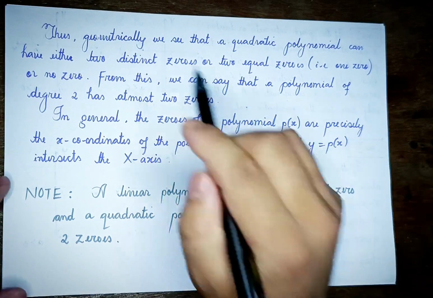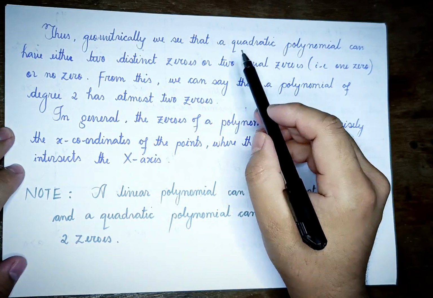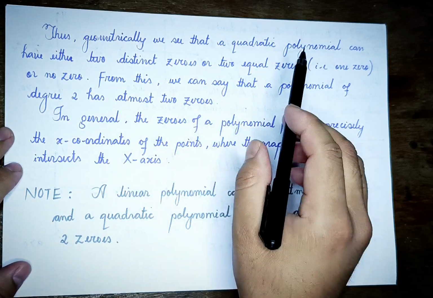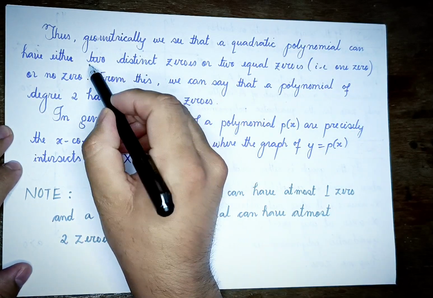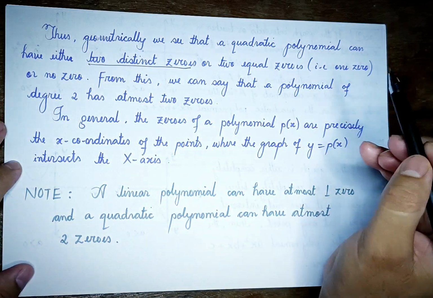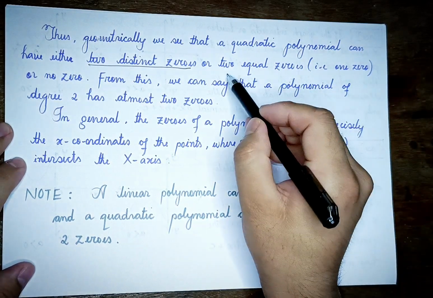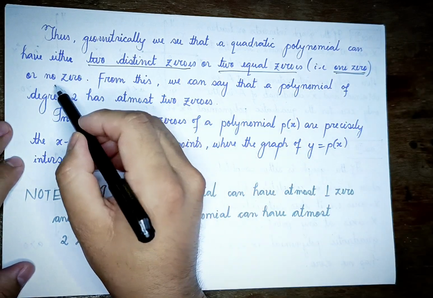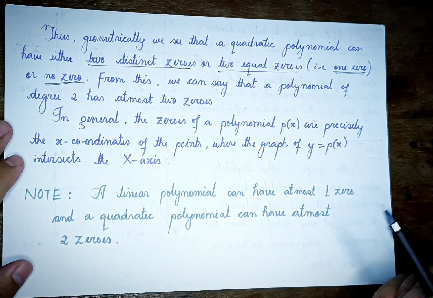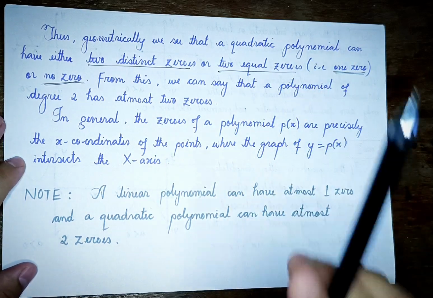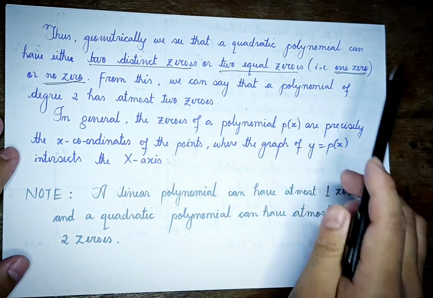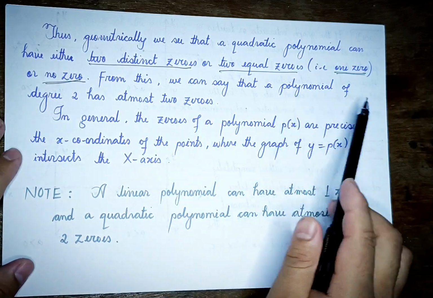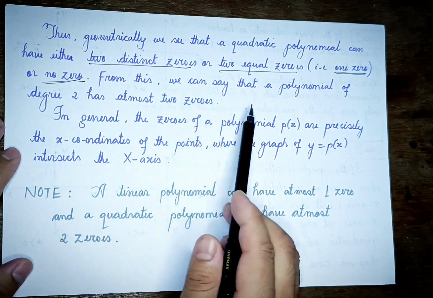Thus, geometrically we see that a quadratic polynomial can have either two distinct zeros, as in case number 1, two equal zeros, that is only one zero, as in case number 2, or no zeros, as in case number 3. From the three cases we conclude that every quadratic polynomial can have two distinct zeros, two equal zeros, or no zero. From this we can say that a polynomial of degree 2 has at most two zeros.